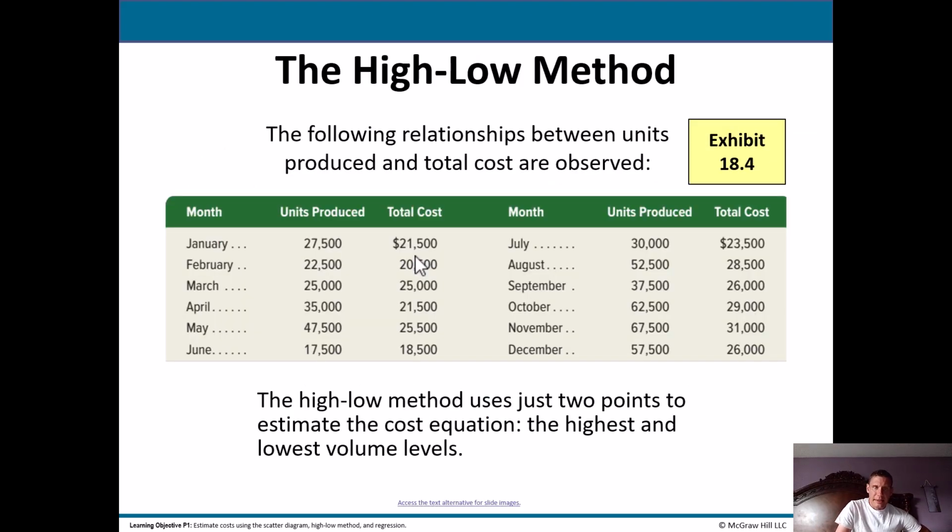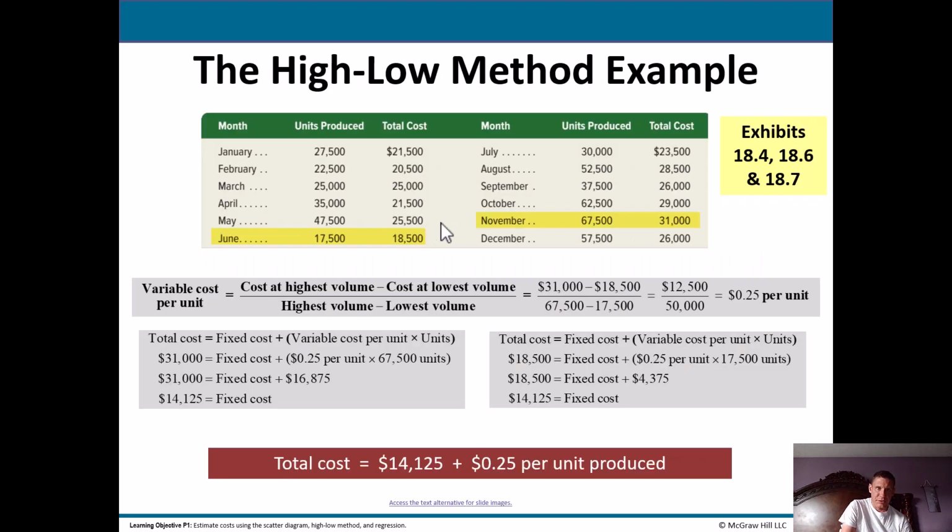So let's talk a little bit about the high-low method, and you're going to see exactly why it's called that in a second. The following relationships between units produced and total cost are observed. This is all the information that we just looked at before: our months of the year, units produced, and total cost. In order to work out this method, all we need is just 2 points. We need the highest and the lowest volume levels.